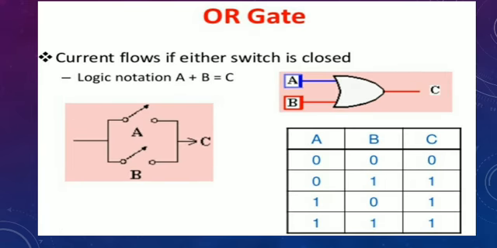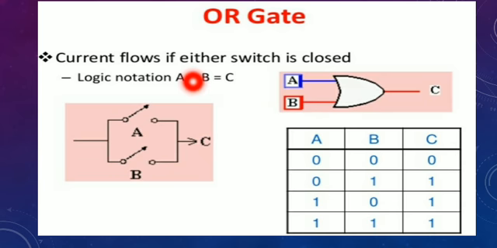And the next is the OR gate. This is the symbol of the OR gate. What is the formula? A plus B, inputs A and B, output is C. And see, this is the switching operation, the switching diagram. If any one switch is closed, what will happen? The current flows, so it gives the output. If both switches are open, there is no output. That's why 0 0 gives 0.